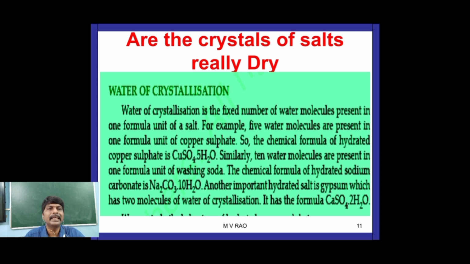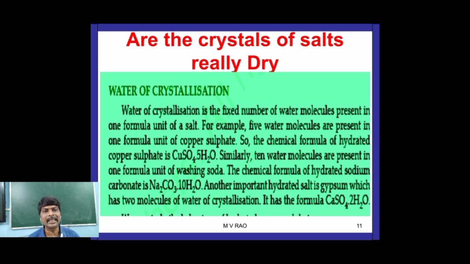Water of crystallization means the fixed number of water molecules present in one formula unit of a salt. What is meant by water of crystallization? For example, 5 water molecules are present in one formula unit of copper sulfate. It is very important. Copper sulfate, CuSO4·5H2O. It is crystal. 5H2O, water is there, but it is in solid state only. Water is present in the form of crystal, so it is called water of crystallization.